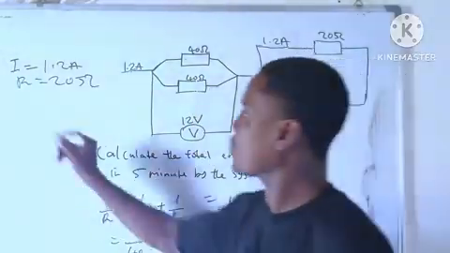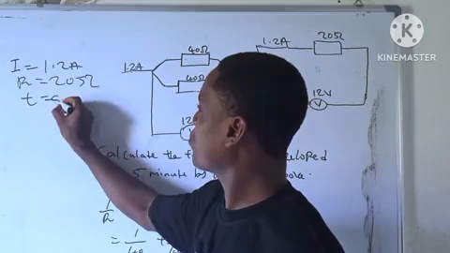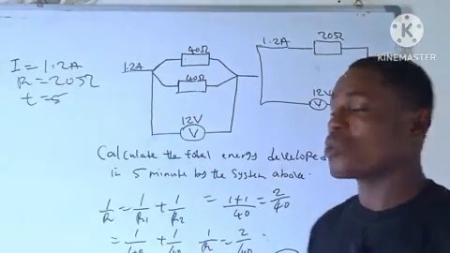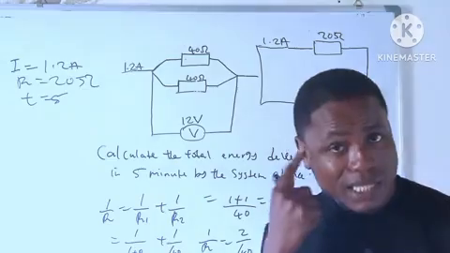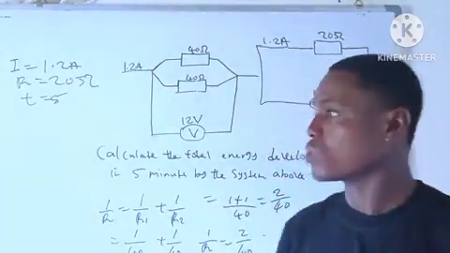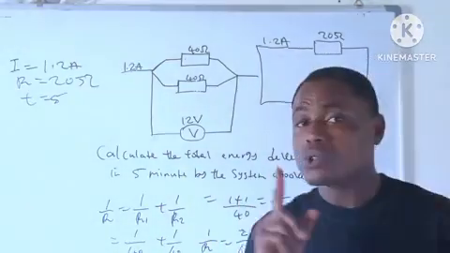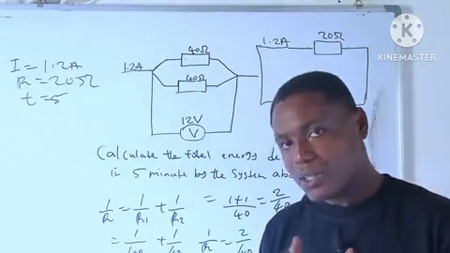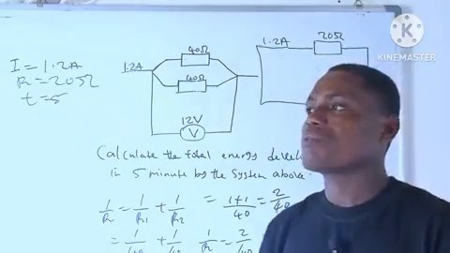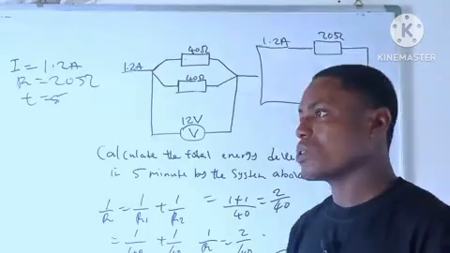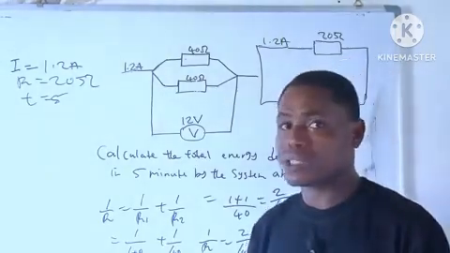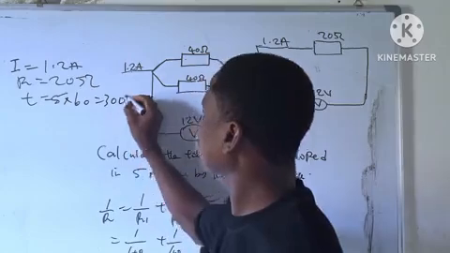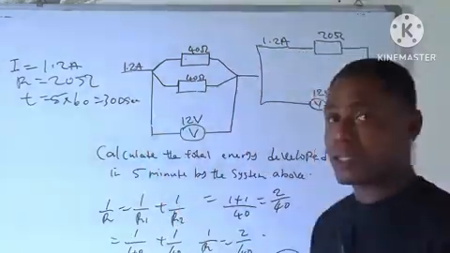What else again? We are given time, which is T. Time equal to what? 5 minutes. 5 minutes, but in physics, you have to convert it to seconds. Are you getting it? You have to convert it to seconds. Okay, so if you want to convert from minutes to seconds, you just multiply that given number by 60. If you are converting from minutes or hours to seconds, you just multiply that particular number by 60. So 5 times 60 will give us 300 seconds. Are you getting it?